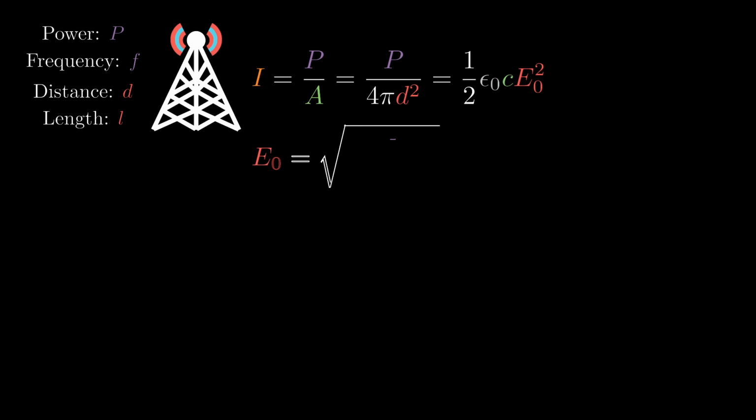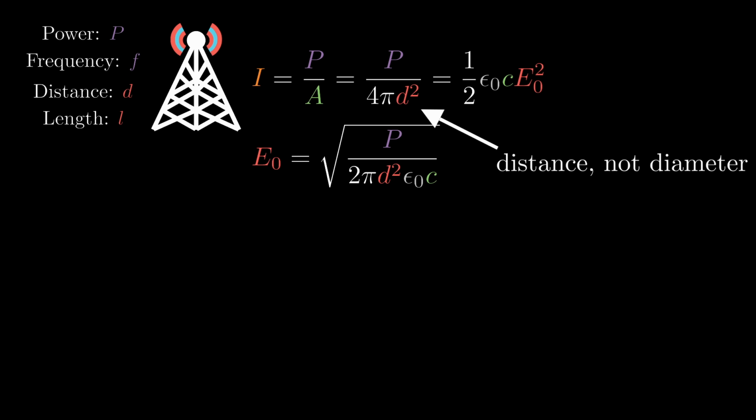We can start by writing the intensity as the power over area. If we assume that it radiates in all directions, then the area is the area of a sphere, 4 pi d squared. Since d is the radius of the sphere, it's how far away we are from the transmitter. Now we can also get the intensity in terms of the electric field. So setting these two equal to each other allows us to solve for the maximum electric field.